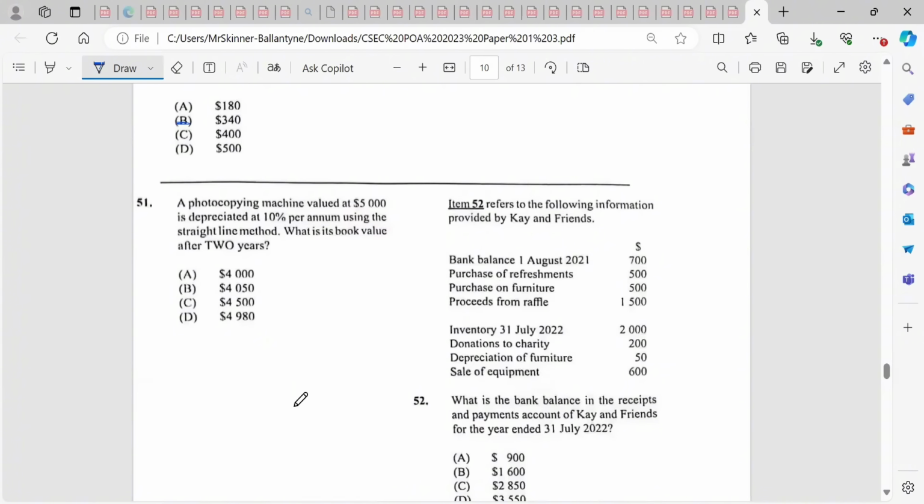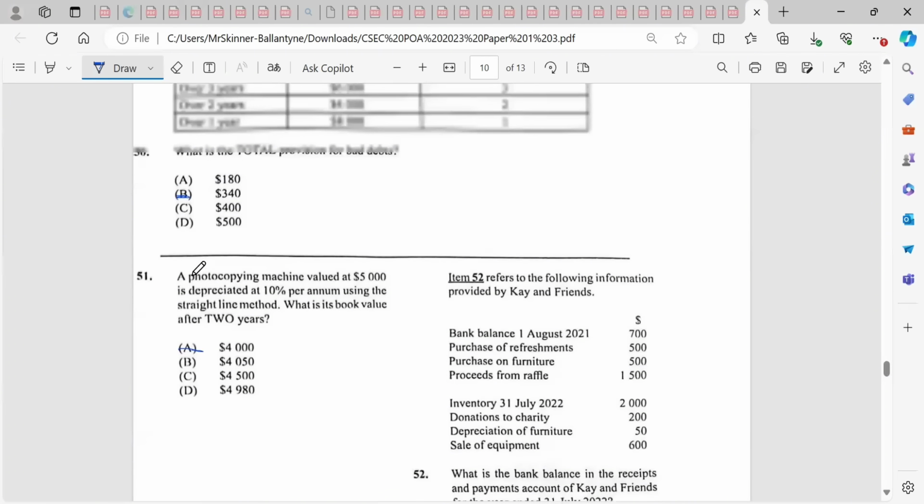51. A photocopy machine valued at 5,000 is depreciated at 10% using the straight line method. Under the straight line method, the depreciation stays the same. They take the percentage multiplied by the cost of the asset, and that is the depreciation every year. So after 2 years, what will be the value? Anybody? 4,000. So 10% of 5,000 is 500. You lose 500 twice. You have 4,000 remaining.